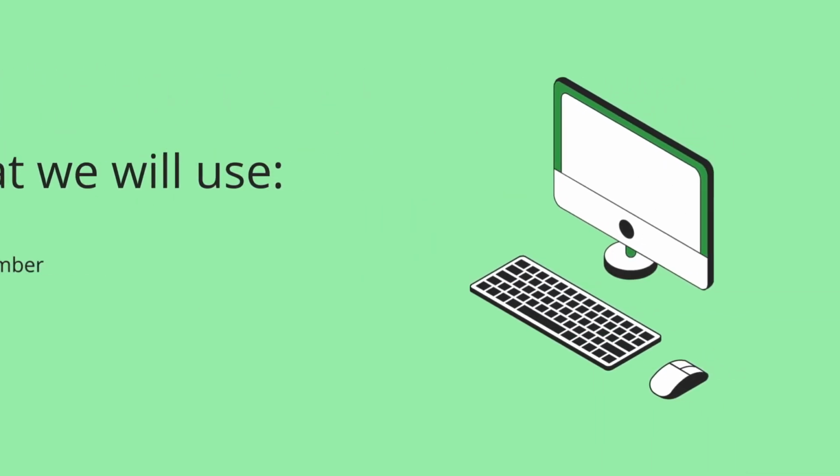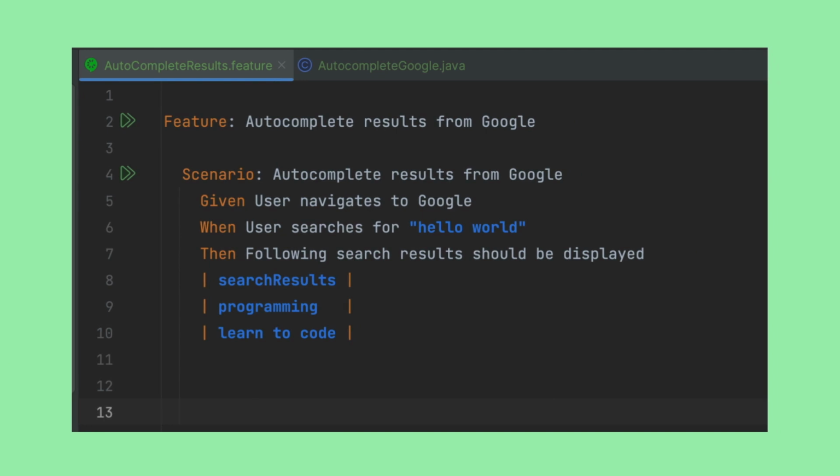Here's a quick example. Our test is going to look like this, and it's based off the code we already wrote. So at the top, you have a feature. Our feature is autocomplete results from Google. The scenario is autocomplete results from Google as well. And then it's formatted in given, when, then.